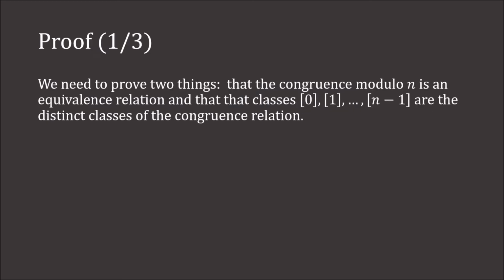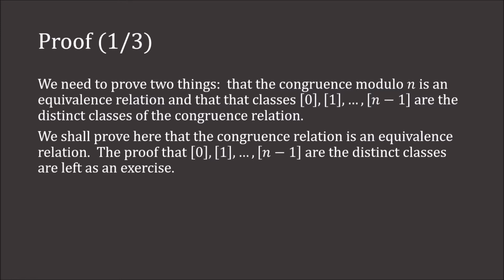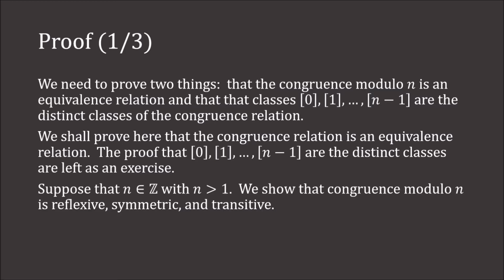So there are 2 things that we need to prove: that the congruence modulo n is an equivalence relation, and that these classes are the distinct classes of the congruence relation. Here we're only going to prove that the congruence relation is an equivalence relation. The proof that these are the distinct classes will be left as an exercise. So suppose that n is an integer with n greater than 1.